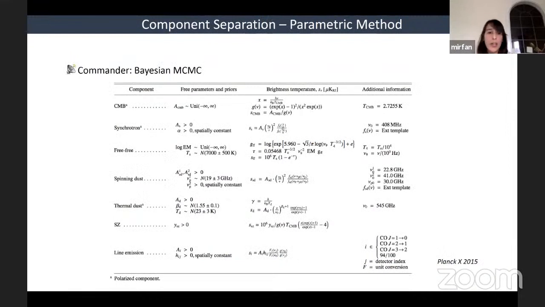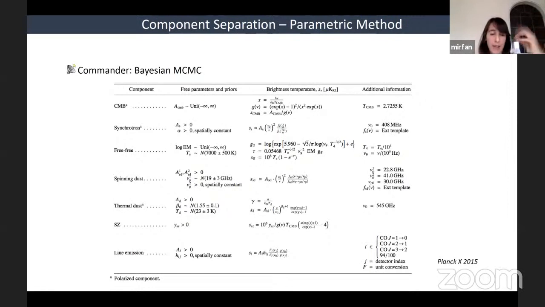And then lastly, you can go whole hog. You can do the parametric fit. So what I'm showing you here is a table from one of the Planck papers, and it's the Commander method. So this is a parametric method where they are doing a joint fit to the LFI and the HFI data. They're all out just trying to parameterize and fit everything that's present.